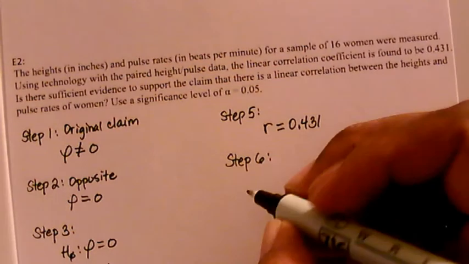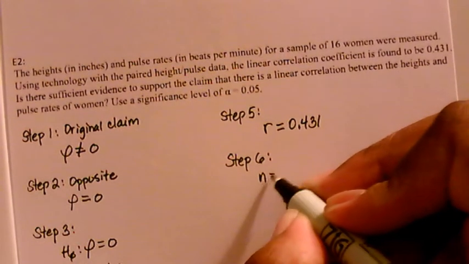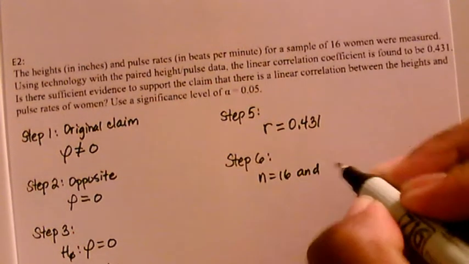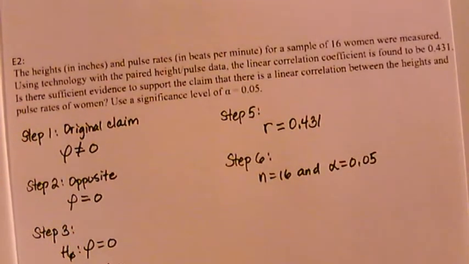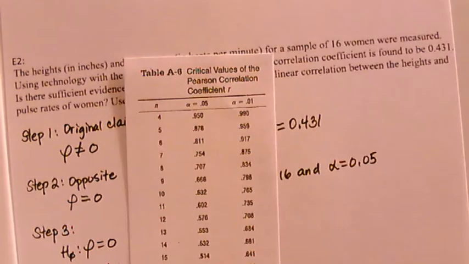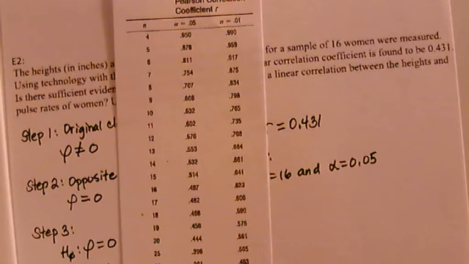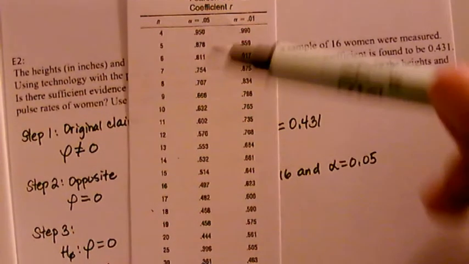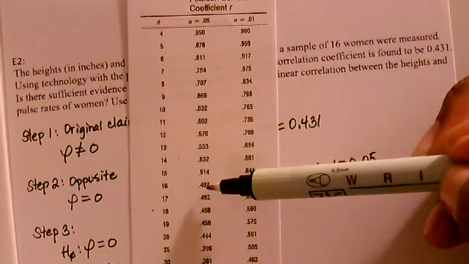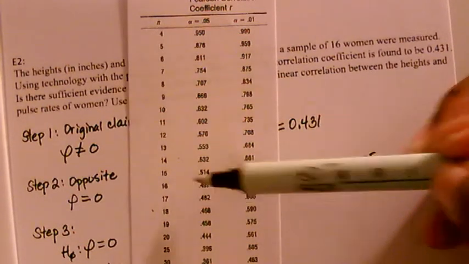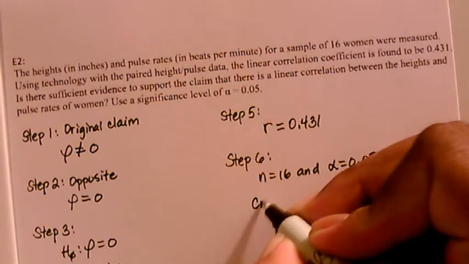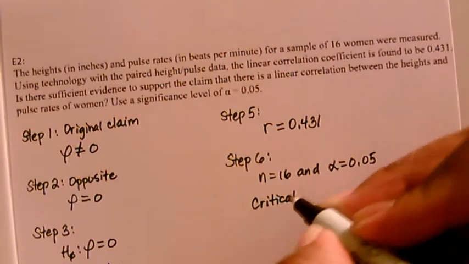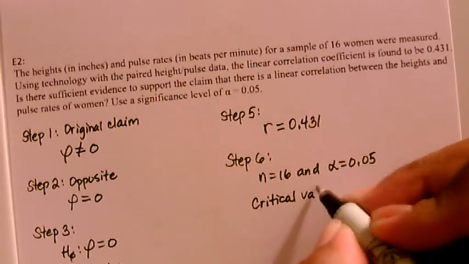We do know we have 16 women, n is 16, and our alpha level is 0.05. So we can use table A-6, the Pearson correlation coefficient table. We're looking in this column for 0.05, and we're going to find 16. In this case, that's 0.497. So the critical value for 16 data values at the 0.05 level of significance is 0.497.